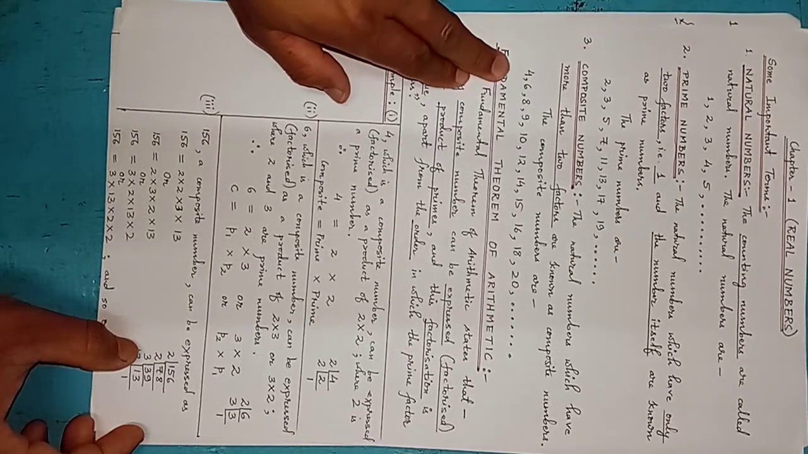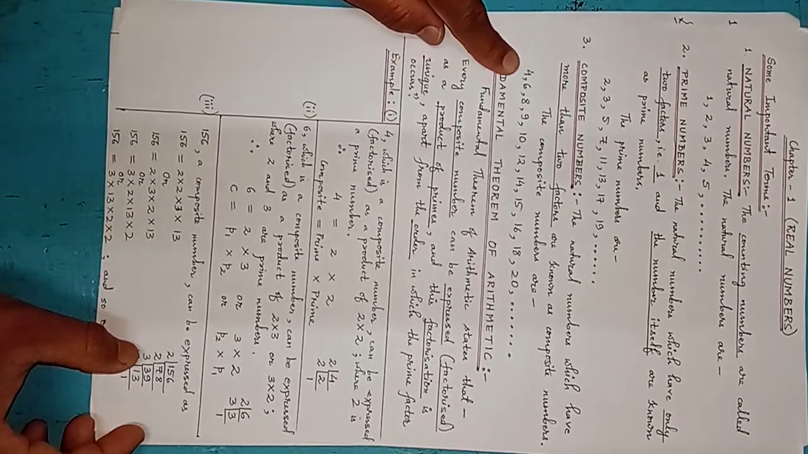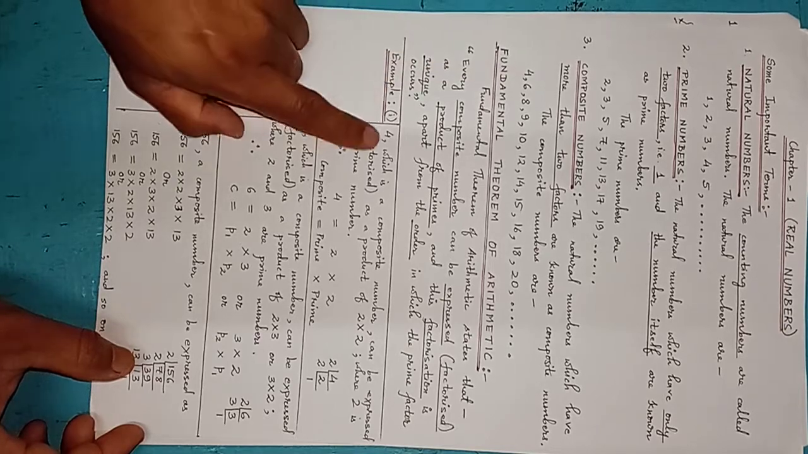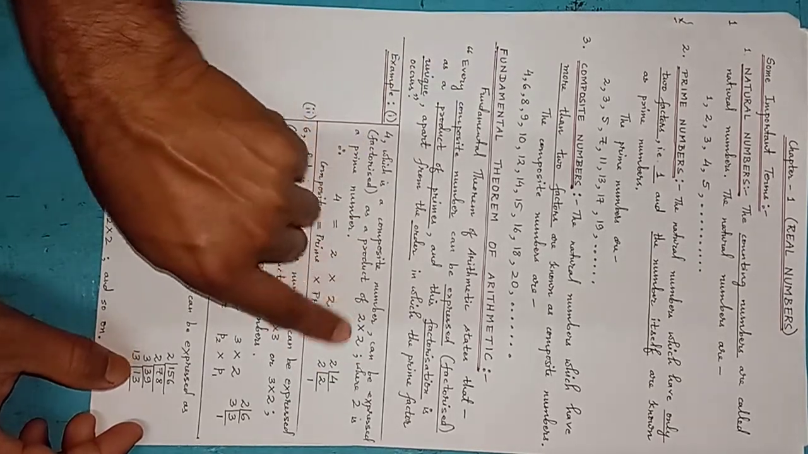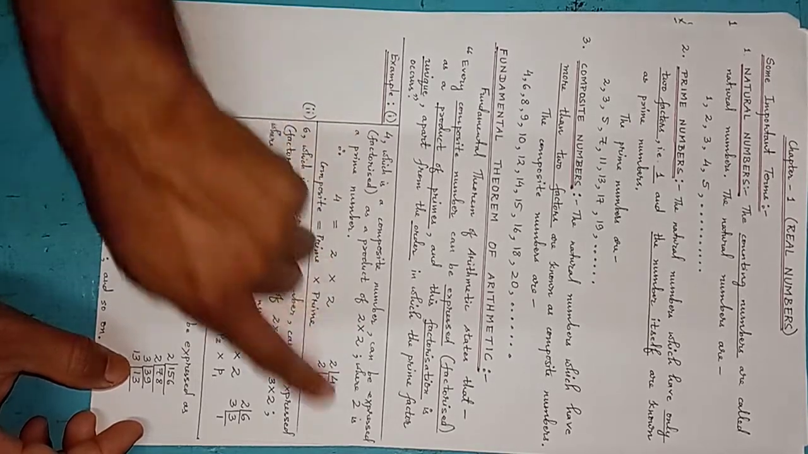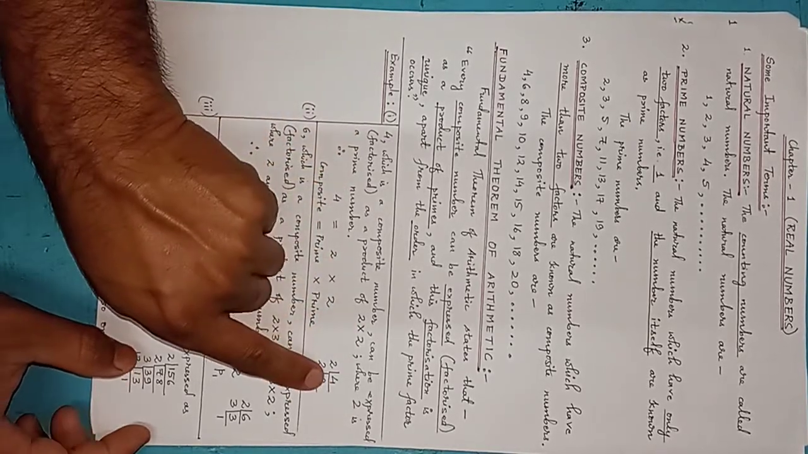4 is a composite number. Can you see, students? This 4 is a composite number. This 4, which is a composite number, can be expressed or factorized as a product of 2 and 2, where 2 is a prime number.